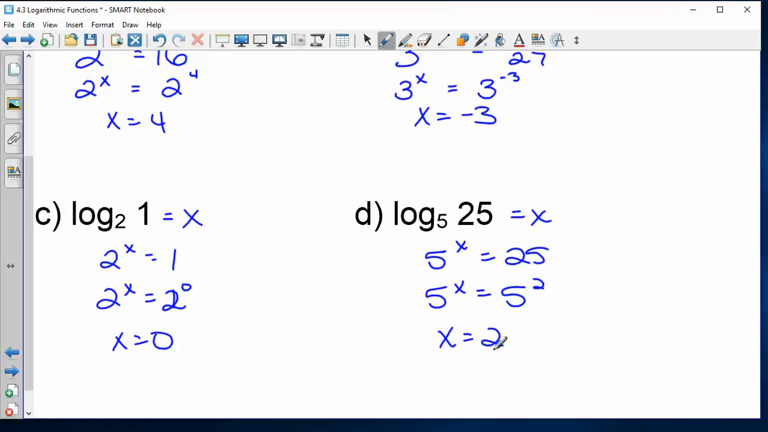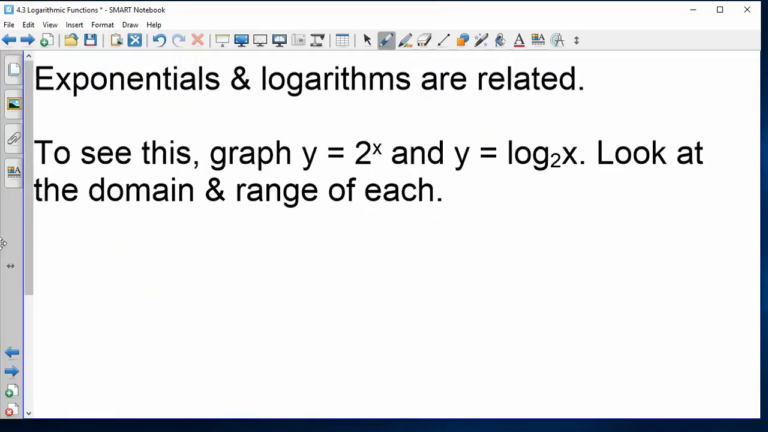So let's talk about the relationship between the log and the exponential. What we're going to do is graph a log and an exponential and see if we can tell what the relationship is. So if I said to graph y equals 2 to the x. We did that last week. We had a day of graphing. What numbers did we always plug in for x?